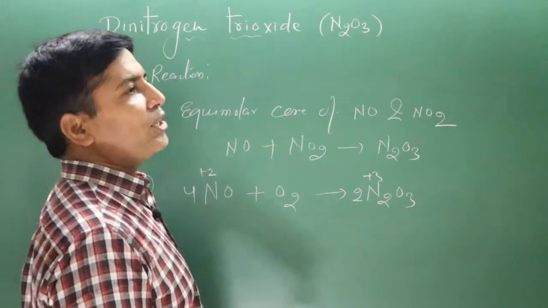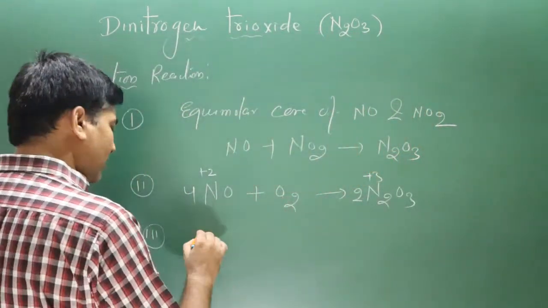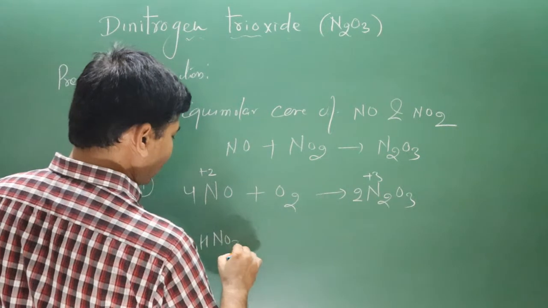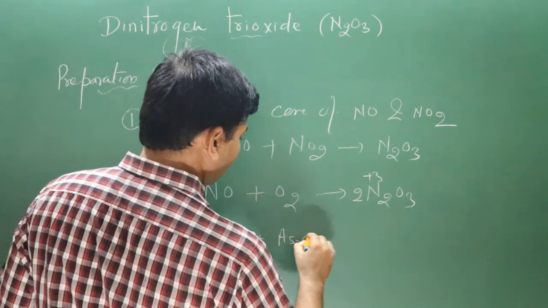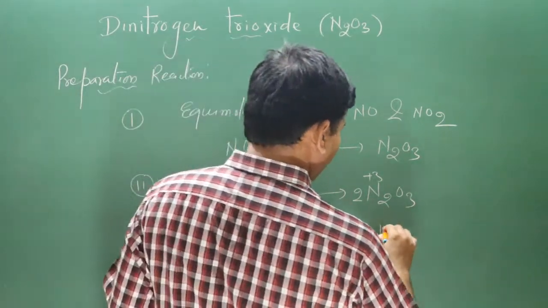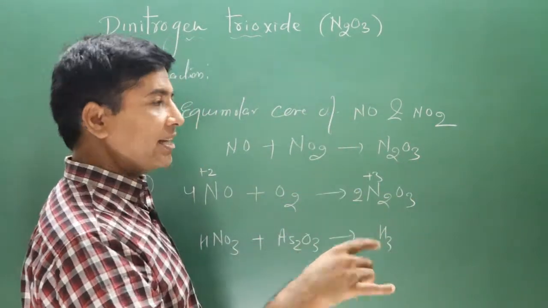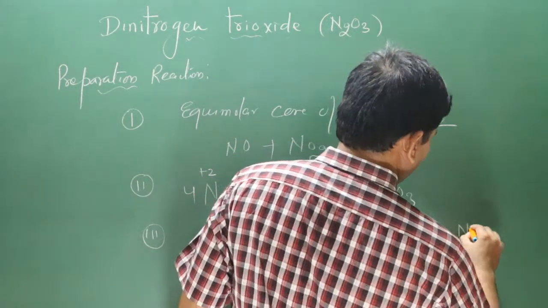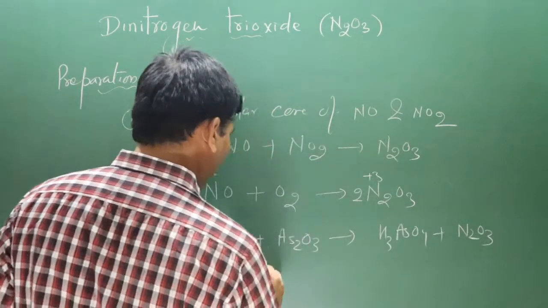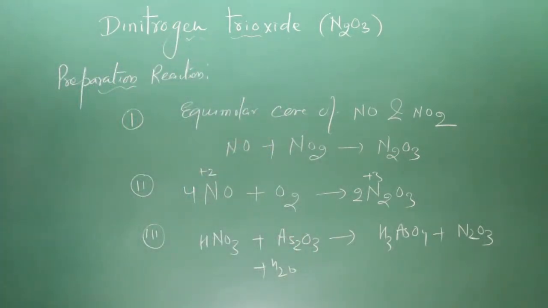We have learned about nitric acid. It is a strong oxidizing agent. Nitric acid oxidizes arsenic oxide into arsenic acid, like we have phosphoric acid H3PO4. Similarly, we have arsenic acid H3AsO4, producing N2O3. We take water also in this chemical reaction. Now we can balance this chemical reaction.